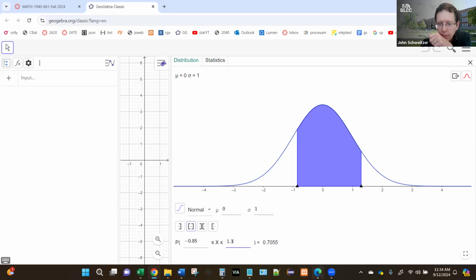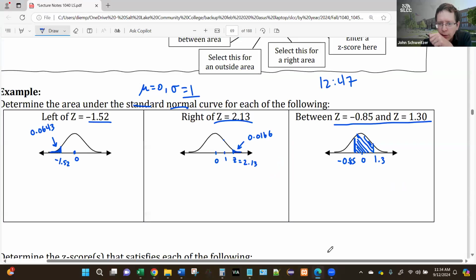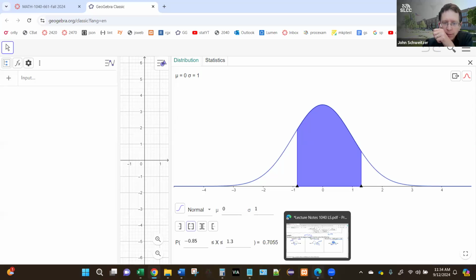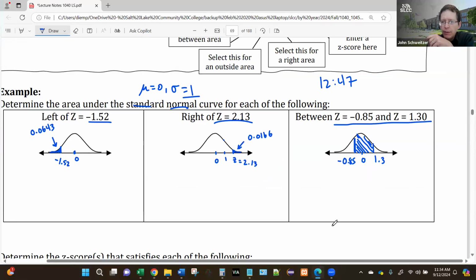Notice that's the same picture that I drew over here. Theirs is, of course, a little bit better because it's software, but everything's lining up. It's what we're expecting. It turns out the area was a little bit more than I guessed. It's about 71%, 0.7055, but it's still very much in line with what I was expecting. So about 71% of your distribution will have a z-score between negative 0.85 and positive 1.3.